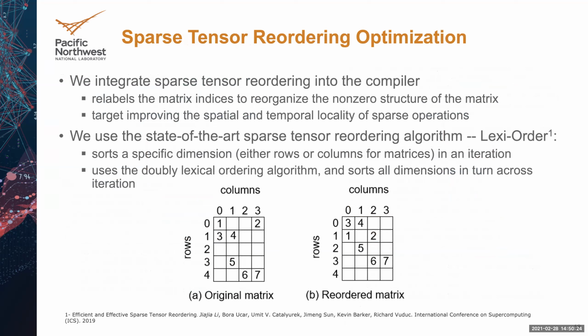And finally, in our compiler, we leverage a sparse tensor reordering optimization to enhance data locality. We leverage the state-of-the-art sparse tensor reordering algorithm called LexiOrder. This algorithm uses the double lexical ordering algorithm and mainly clusters the non-zero elements on the diagonal and top left.